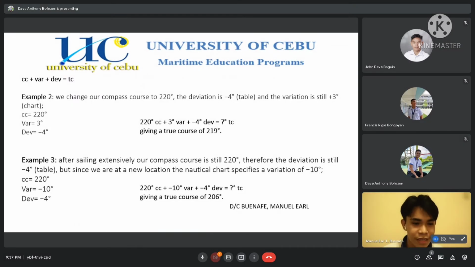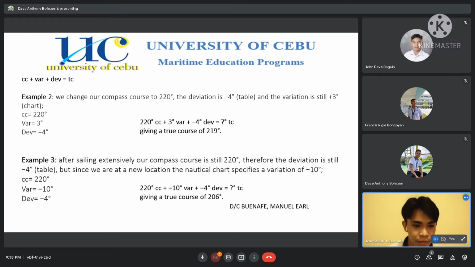Next, please. Example number 2. We change our compass course to 220 degrees. The deviation is negative 4 degrees based on the table, and the variation is still 3 degrees based on the chart. Following the formula, we have 220 degrees as our compass course, variation equal to 3 degrees, and deviation equal to negative 4 degrees. So 220 degrees plus 3 degrees of variation and minus the 4 degrees of deviation is equal to 219 degrees true course.